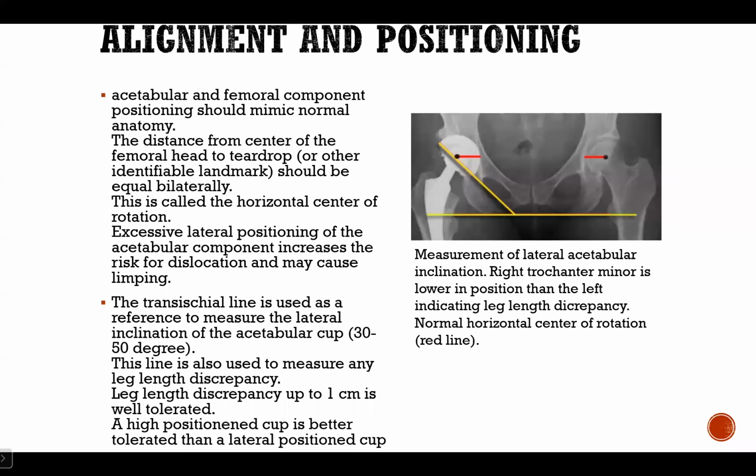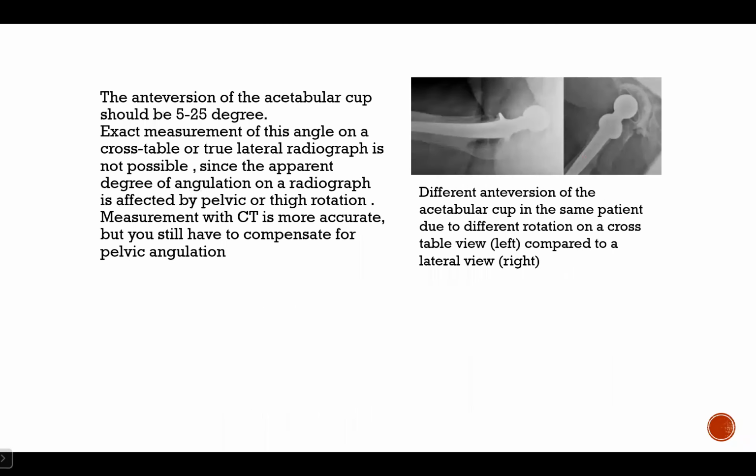The transischial line is used as a reference to measure the lateral inclination of the acetabular cup, which should measure 30 to 50 degrees. This line is also used to measure any leg length discrepancy. Leg length discrepancy up to 1 cm is well tolerated. A high positioned cup is better tolerated than a laterally positioned cup. The anteversion of the acetabular cup should be between 5 to 25 degrees.